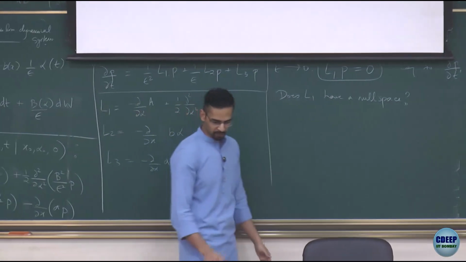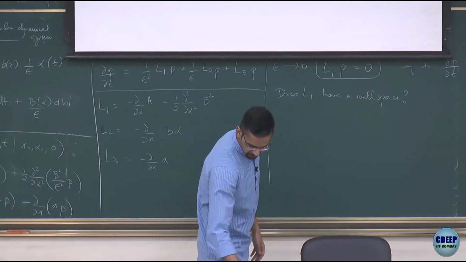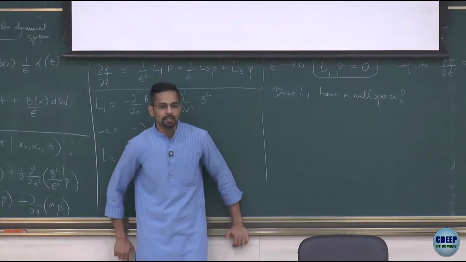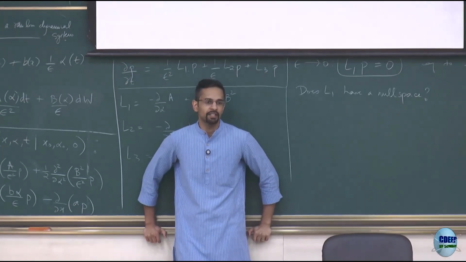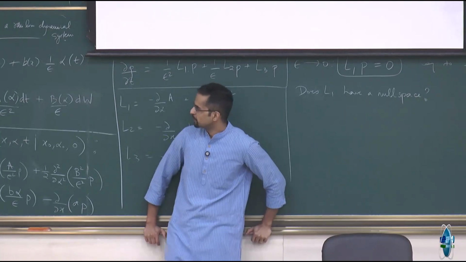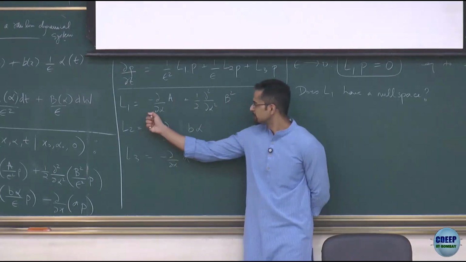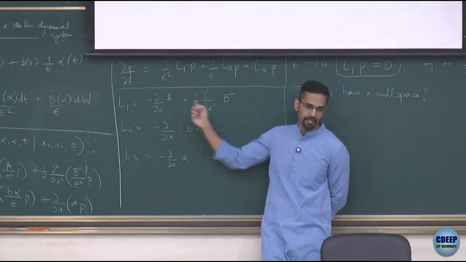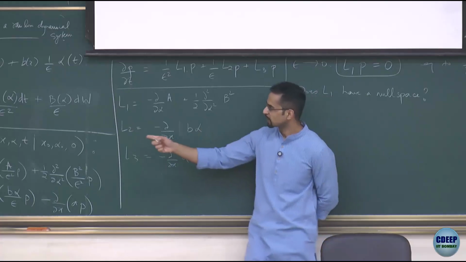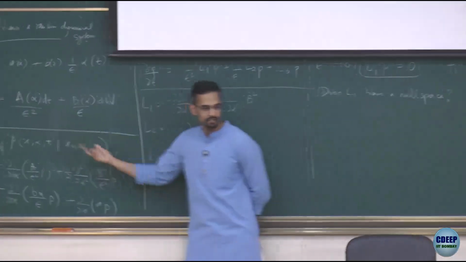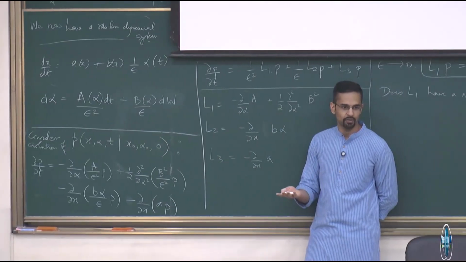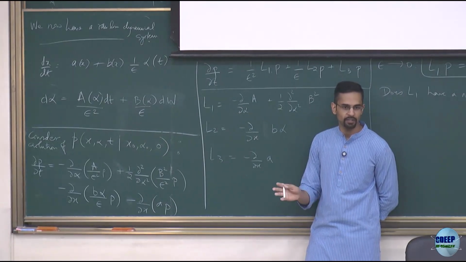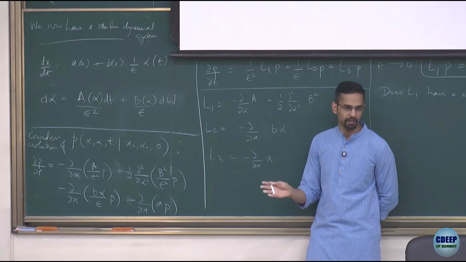So does L1 have a null space? Let's think about that for a second. Okay. So anyone, do we think L1 has a null space? Remember, L1 is this thing, where capital A and capital B are based on how I am going to create this alpha process. And I said I don't want to specify that. It should not matter. In the end, I'm going to take the white noise limit, and the only thing that will matter is the variance of that process, the capital D.